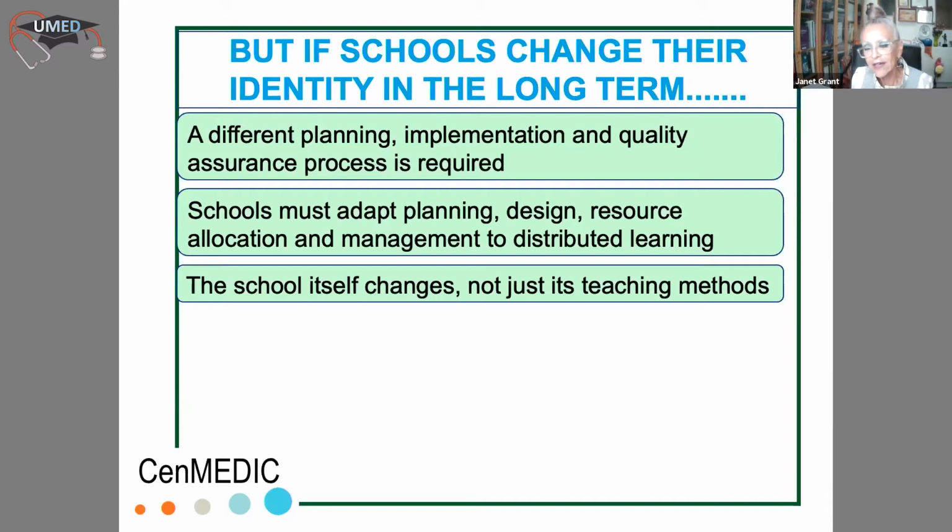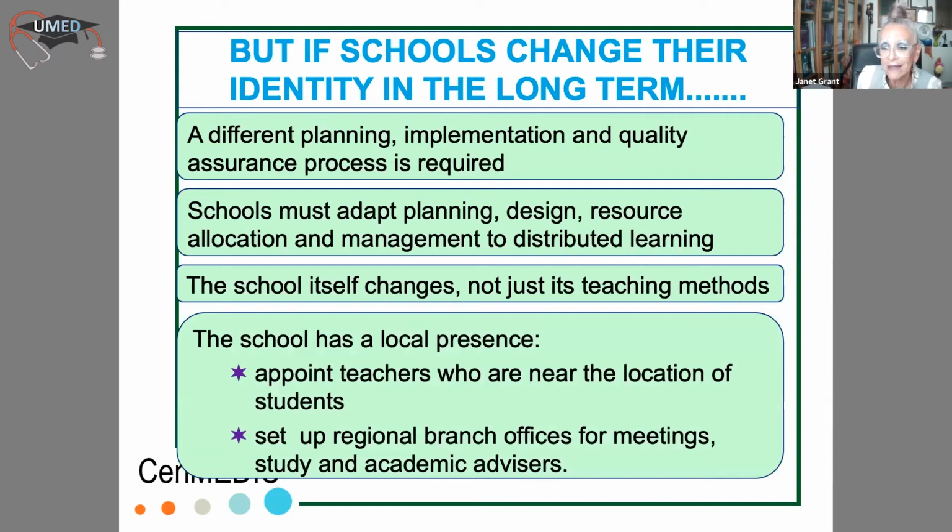But where you have that, the school itself needs to change, not just to adjust its teaching methods. And the school has to change, although you do this already. But in many places, the school has to have an actual local presence. Appoint teachers who are near the location of students. You do that already. Set up regional branch offices if they're a long way away, which they're probably not going to be that far from you, although I don't know, for meetings, for study, for academic advisors, and so on.